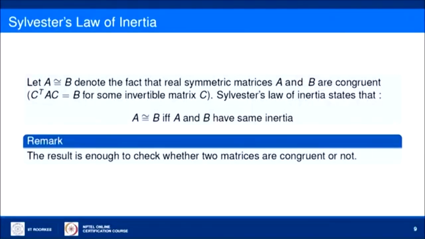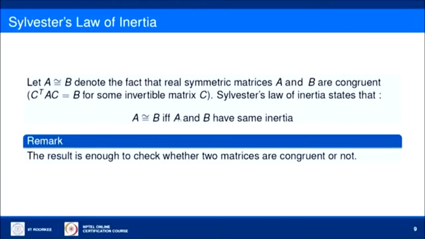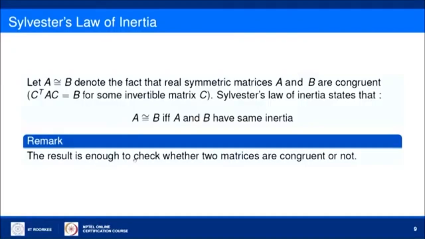Now, we will see a very important result called Sylvester's law of inertia. This theorem tells us that for two real symmetric matrices A and B, and the same result holds for Hermitian matrices also, A and B are congruent if and only if A and B have the same inertia. That means A and B are congruent to each other, meaning you can always find a non-singular matrix C such that C transpose A C equals B, if and only if the number of positive eigenvalues, negative eigenvalues and zero eigenvalues for A and B are the same. So, this result is enough to check whether two matrices are congruent or not.